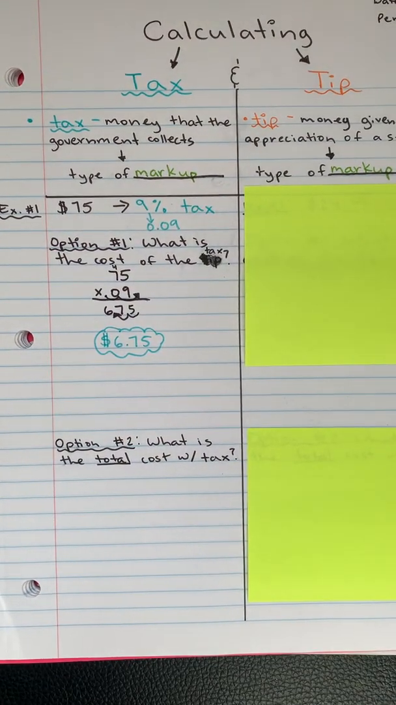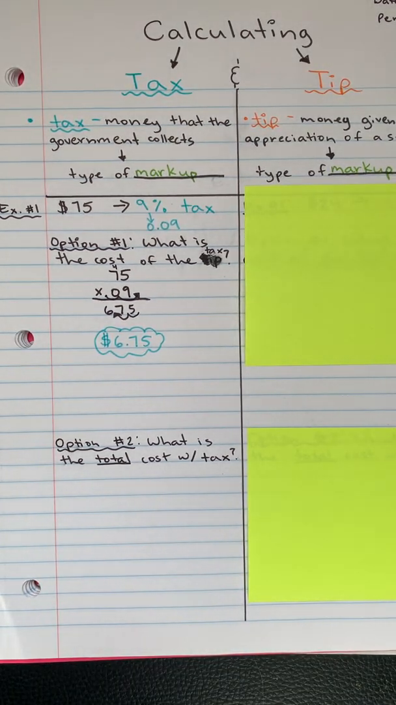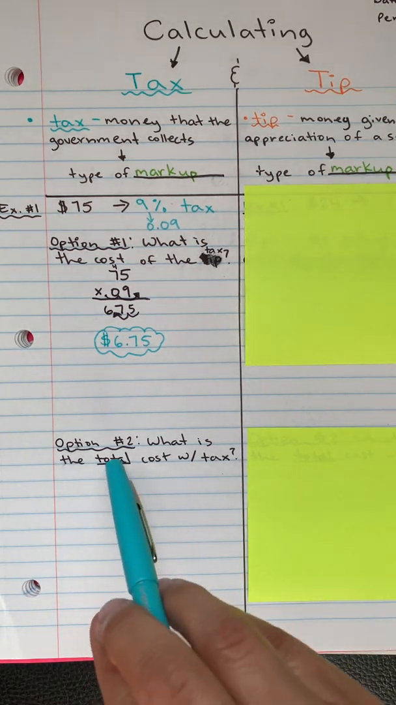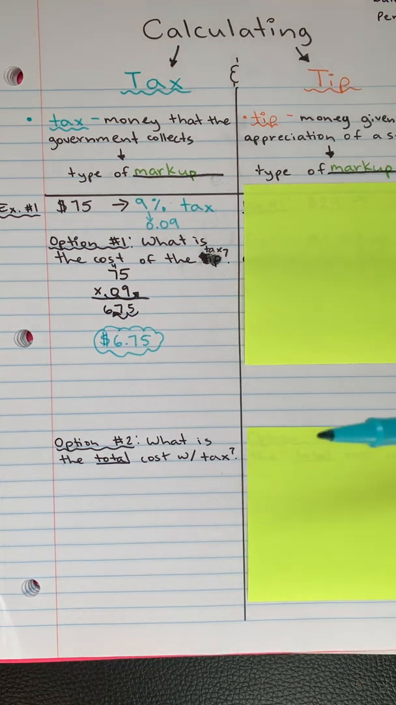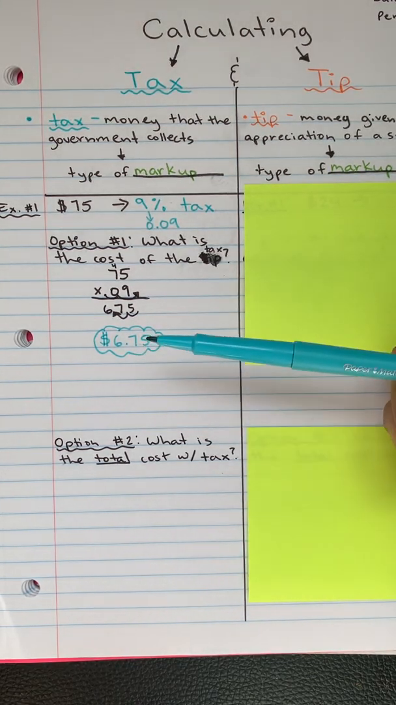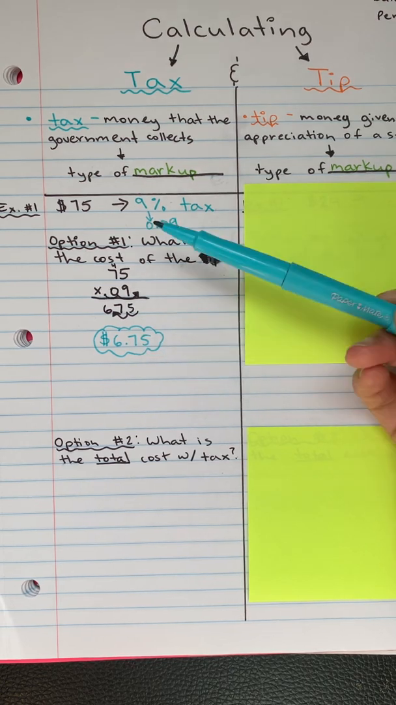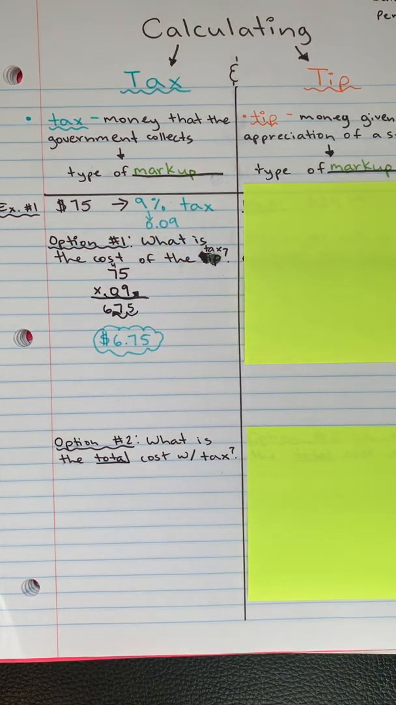Now, what if you don't care about the tax? What if you just wanna know how much is coming out of your pocket altogether? How much am I gonna swipe my debit or credit card for? That's where we would go to option number 2. Now, if I wanted to, I could just add $6.75 to $75, which some of you might like doing more, and I would invite you to do that.